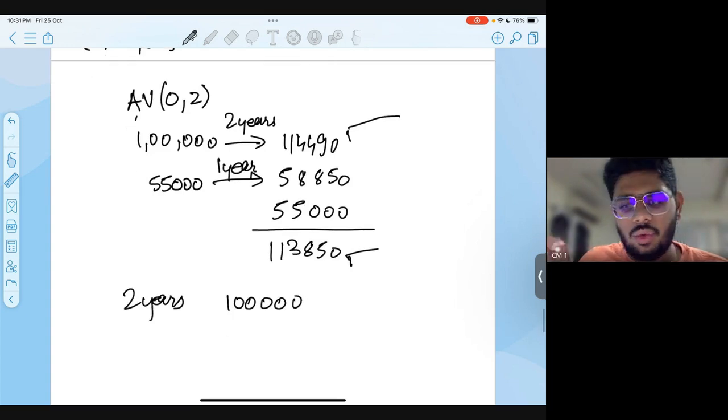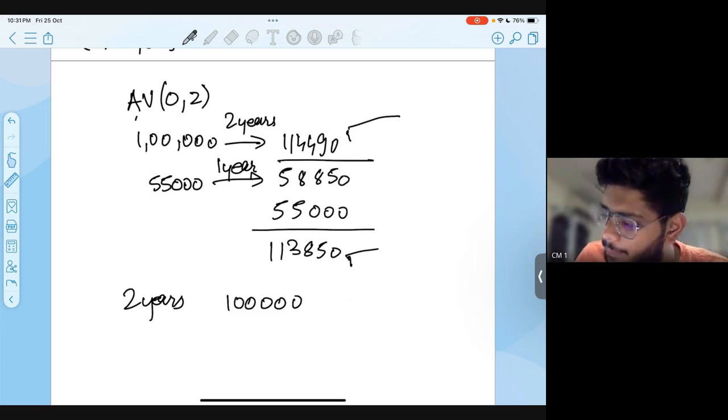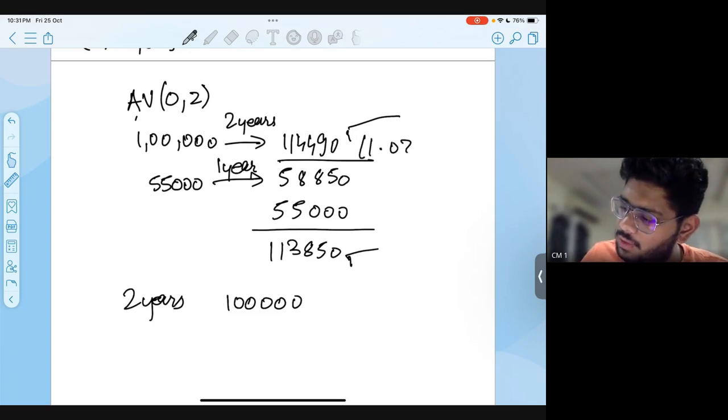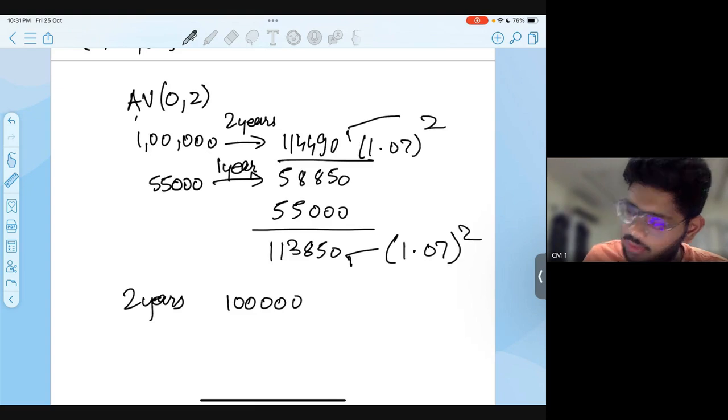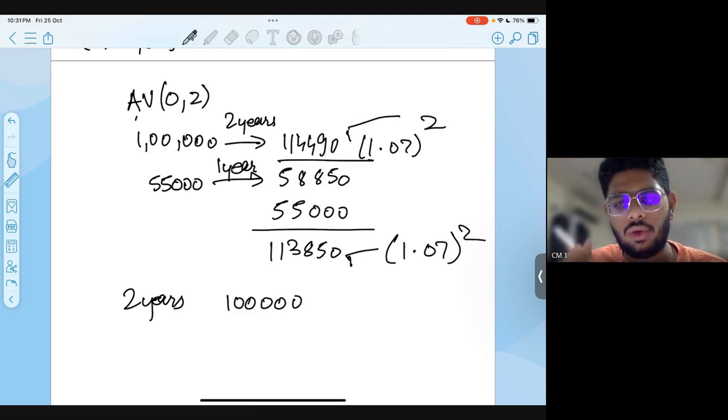Now since for 2 years we have to choose 1 lakh, for 4 years also we will have to choose 1 lakh, because here the compounding: if you extend this by 2 more years, it becomes 1.07 squared, and if you extend this by 2 more years, it is also 1.07 squared. The accumulating factor is the same, right. Similarly, you could have used another method to solve this question.